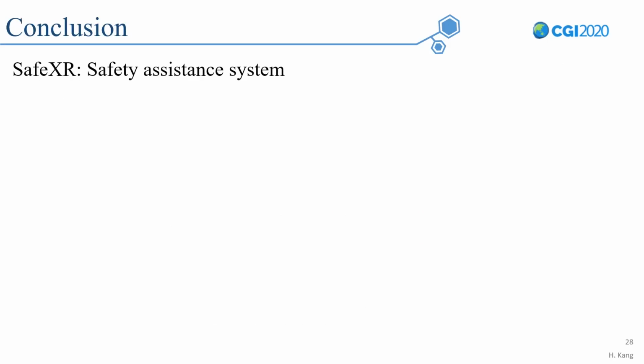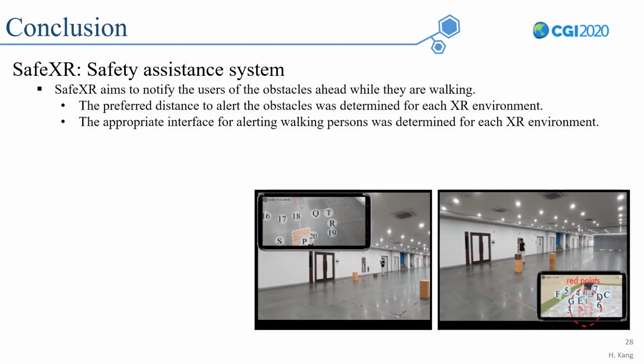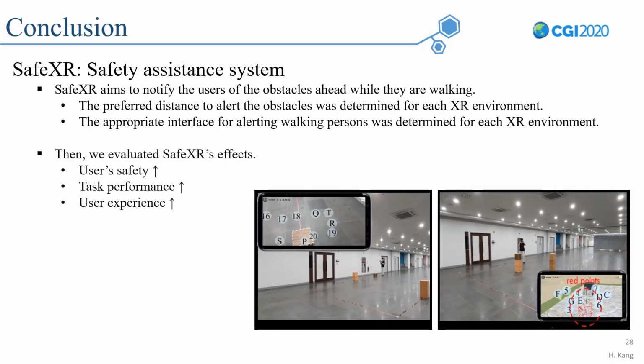In this study, we presented a safety assistance system named SafeXR. Its purpose is to notify the users of the obstacles ahead while they are walking. To optimize the system for various mobile environments, we conducted 2 experiments and applied the results to our system. Then we conducted an evaluation test and found that SafeXR successfully increased user safety, improved task performance, and enhanced user experience in mobile XR environments.